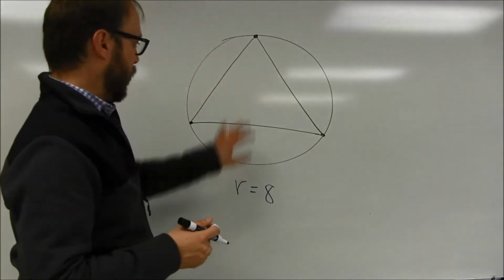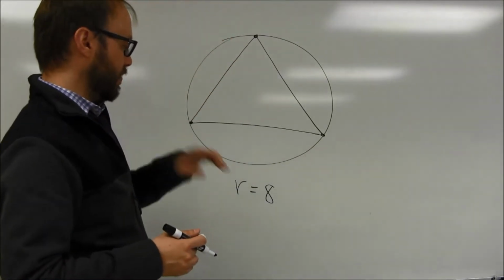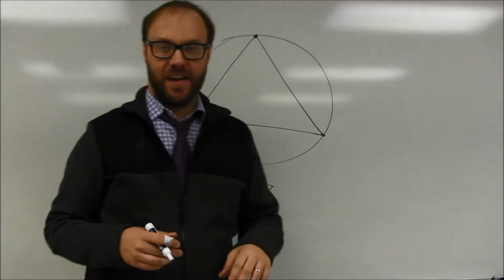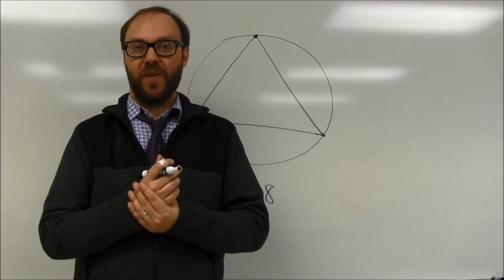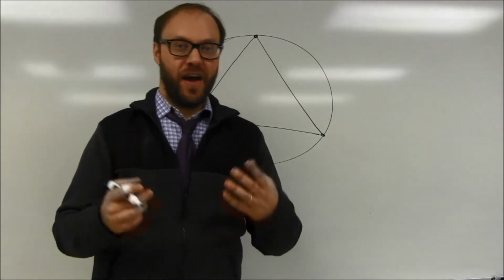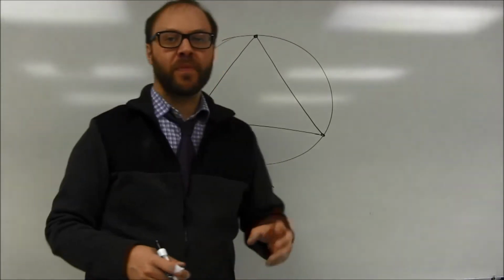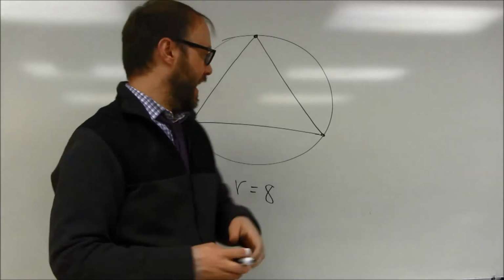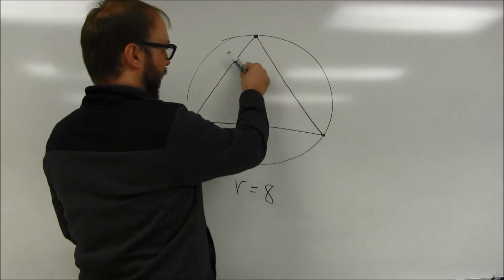So we're going to say that this is an equilateral triangle. We're going to say the radius of this circle is 8, and it's easy to find the area of the circle since I have the radius. We're going to find the area of the triangle. And here's the key. The key is drawing the radius to the right location. I can put this radius anywhere I want to put it.